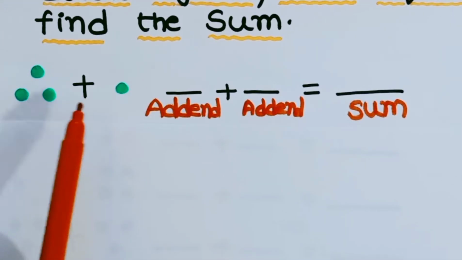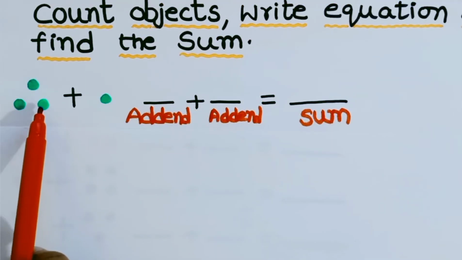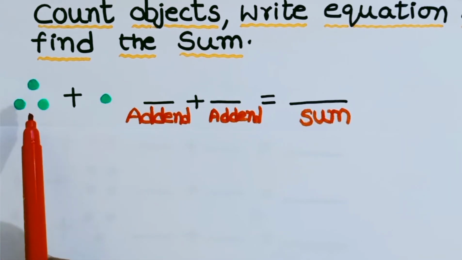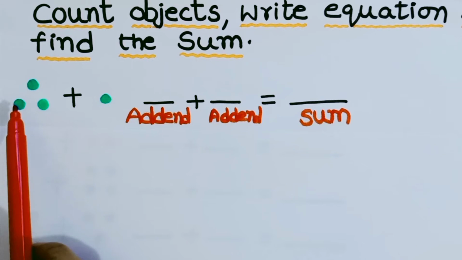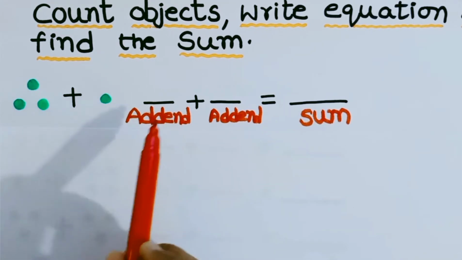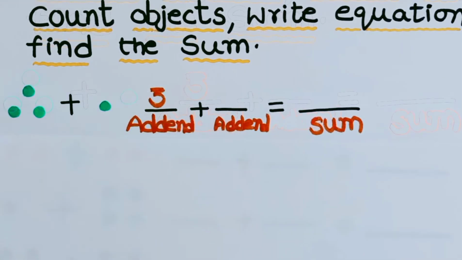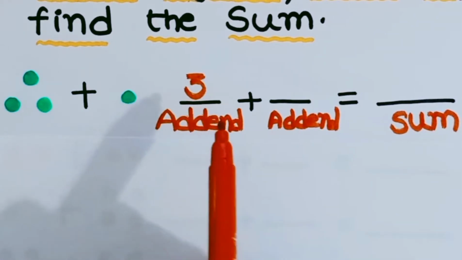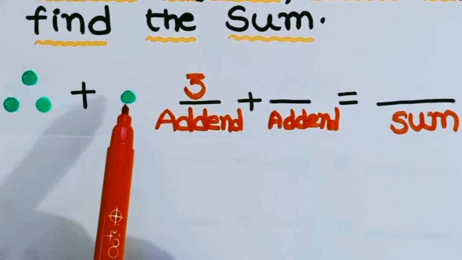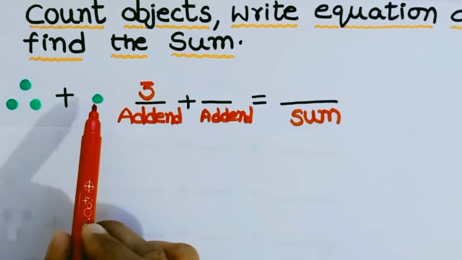Now look at this problem. What is the object here children? Yes, you are right. It is a circle. Then how many circles do we have here? Let us count. 1, 2, 3. There are 3 circles. Now let us fill this blank. Here it is 3. So what is the first addend? It is 3. Now what is the second addend? Look at here children. How many circles are there? Yes, you are right. Only 1. We have only 1 circle.